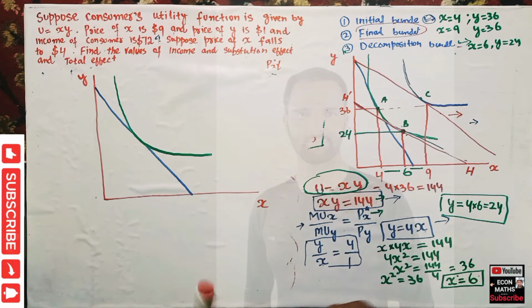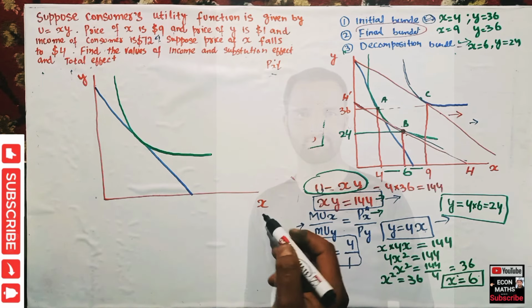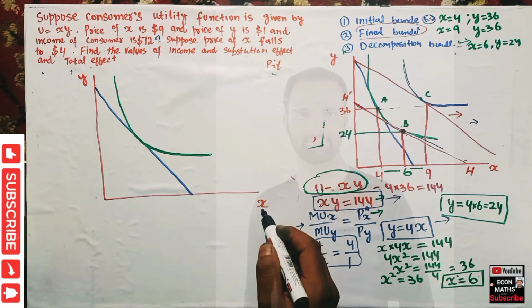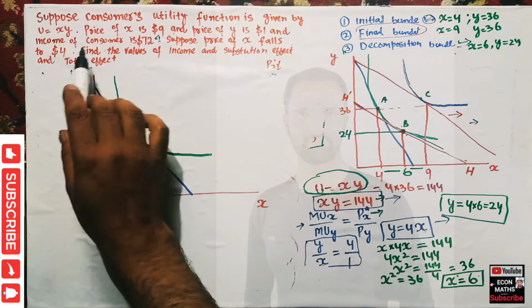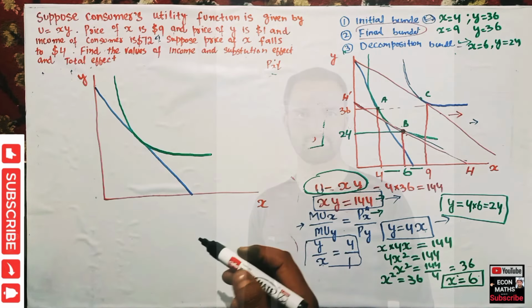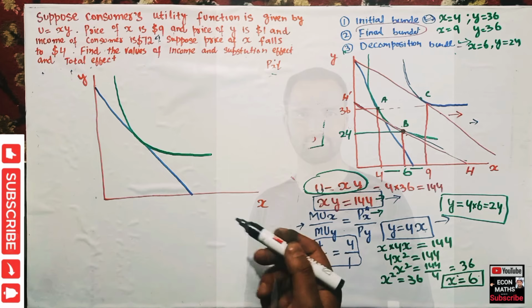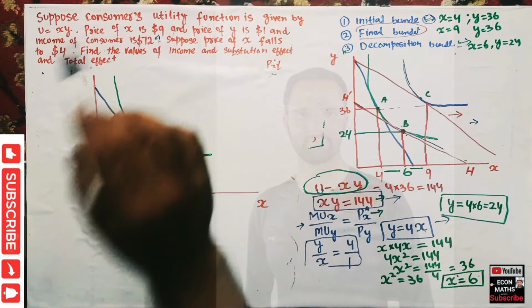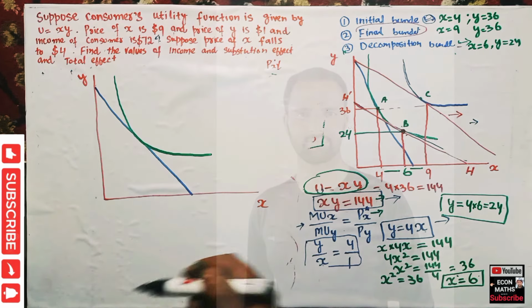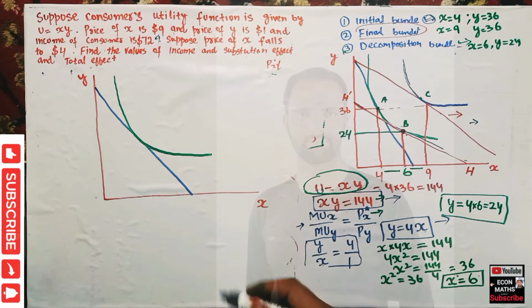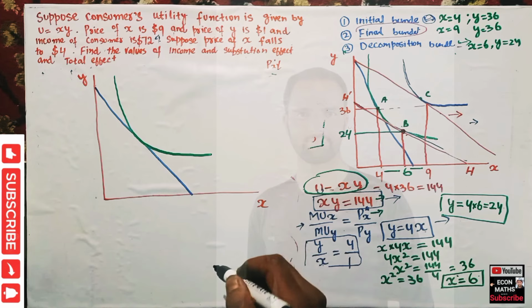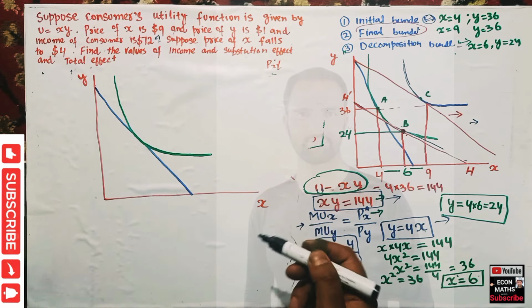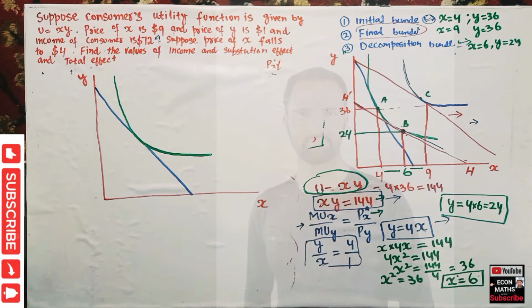Okay, now when the price of good x has decreased, that means the consumer's real income has increased. Okay, when the price of x falls to 4, that means the consumer's real income has increased, though his nominal income remained the same, because with the decrease in the price of good x, obviously the consumer will feel that x has become cheaper for him, so he can buy more of good x.